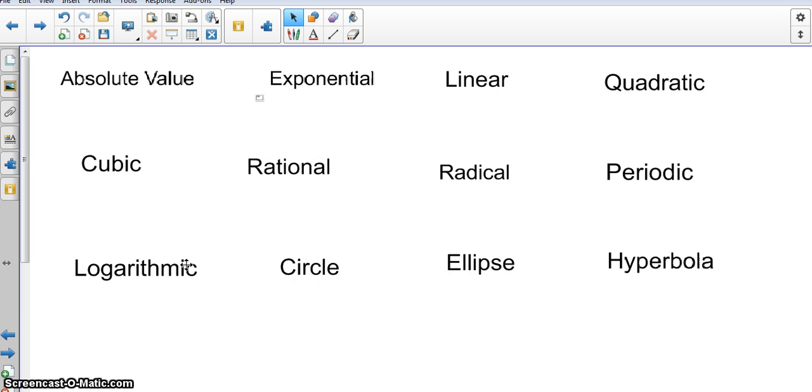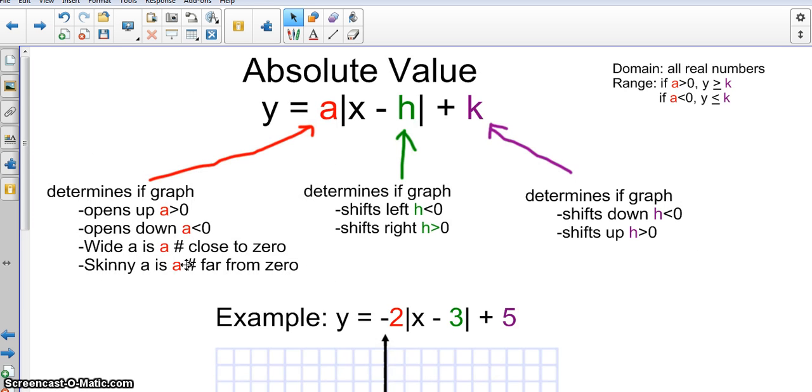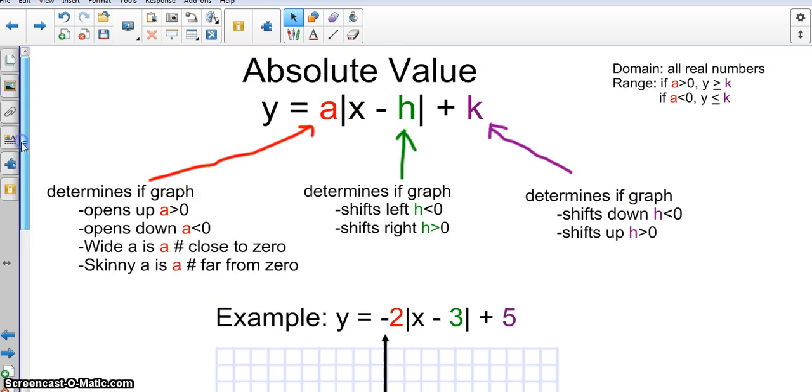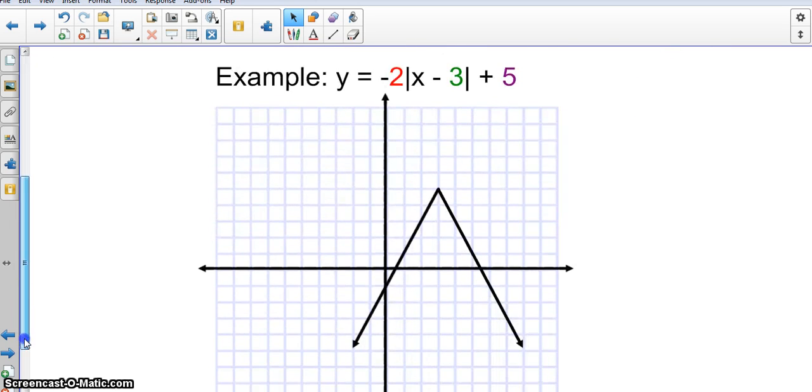But what it has is just a list of all the different types of equations that we are going to go through and take a look at and study this year. And then slides, or in your case, since it's PDF, pages of information about those equations. So this is absolute value. And you can see a general form of the equation written down, some information about what the different parameters of that equation do to a graph, and then an example of a graph down below.